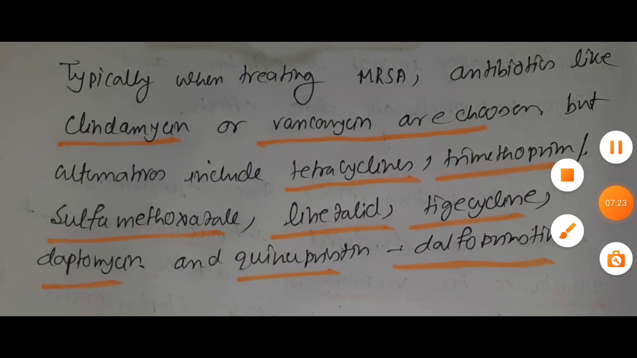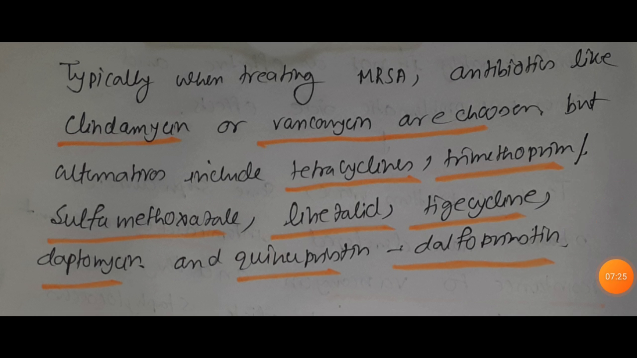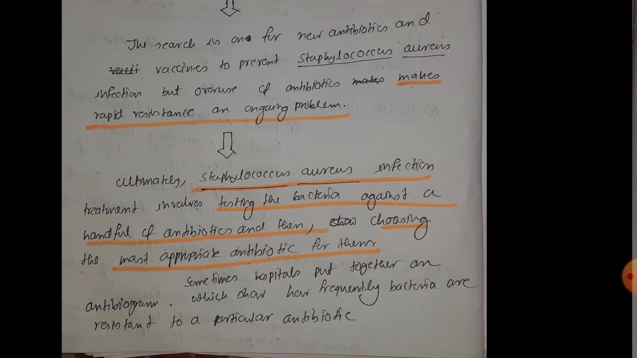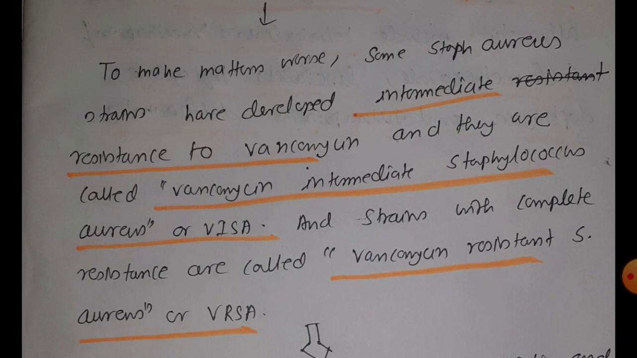Okay, and usually for treating MRSA we are using clindamycin or vancomycin, but alternatives are also used. We can use tetracycline, trimethoprim, daptomycin, quinupristin, dalfopristin, tigecycline, linezolid and sulfamethoxazole as alternatives. So that's it for the treatment of Staphylococcus aureus.